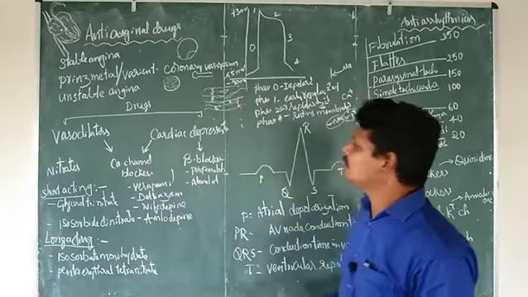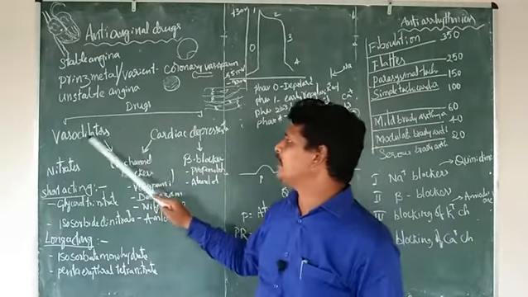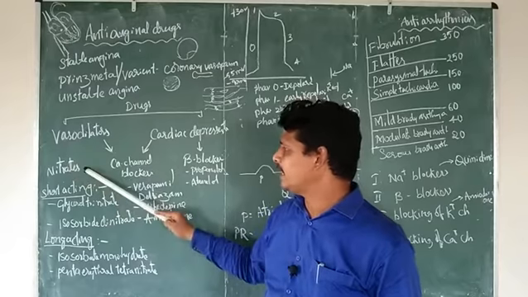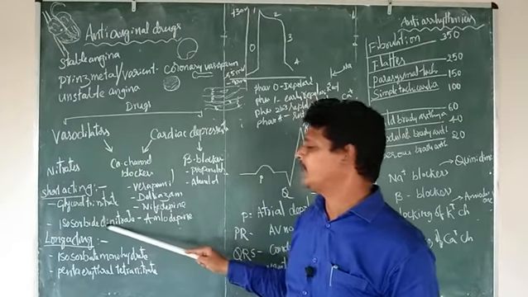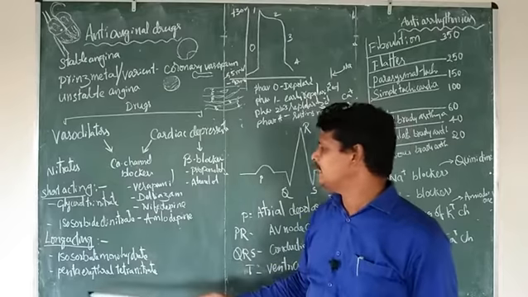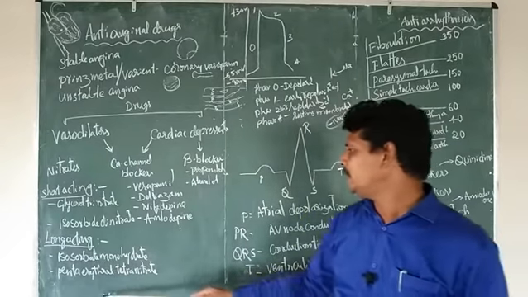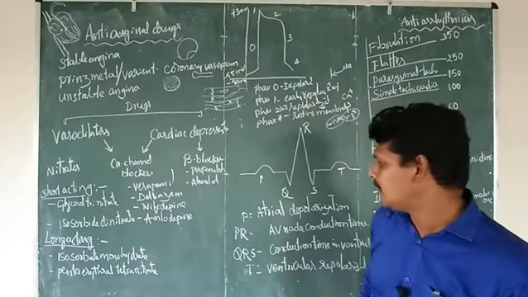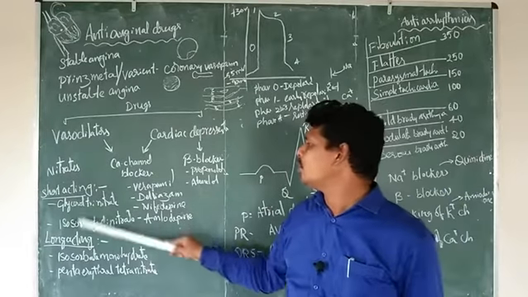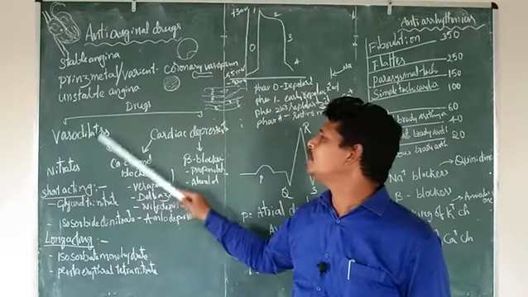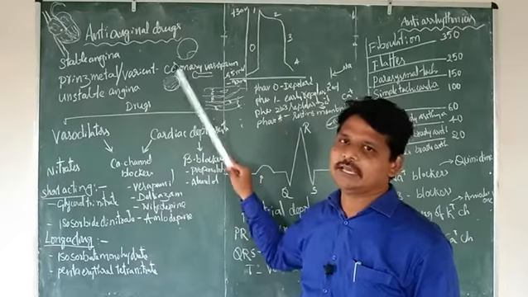So here normally we use vasodilators. Examples of vasodilators are nitrates. Short-acting nitrates are, for example, glyceryl trinitrate and isosorbide dinitrate. Long-acting ones are isosorbide mononitrate and pentaerythritol tetranitrate. Okay, so these drugs dilate the blood vessels directly.